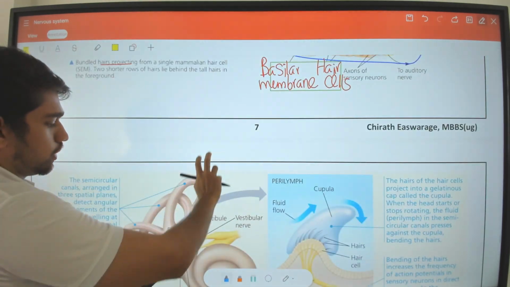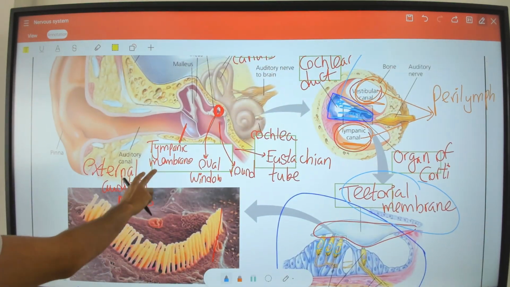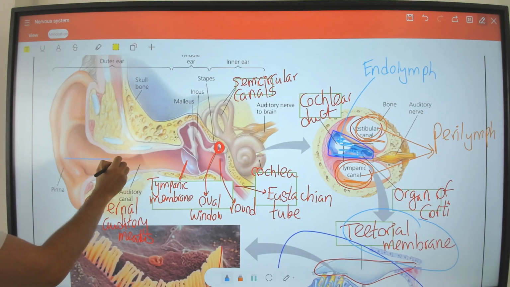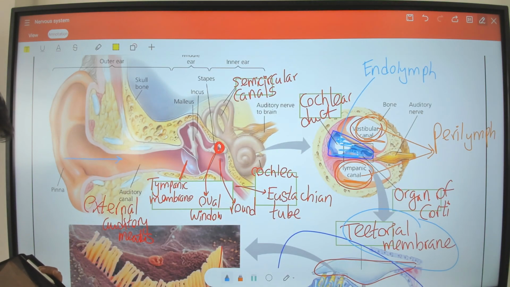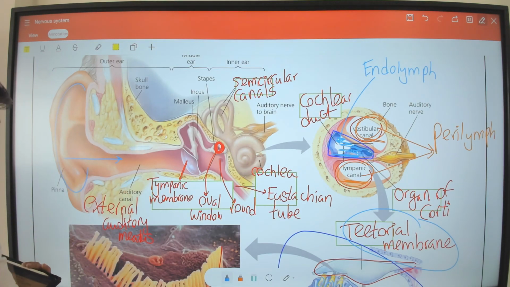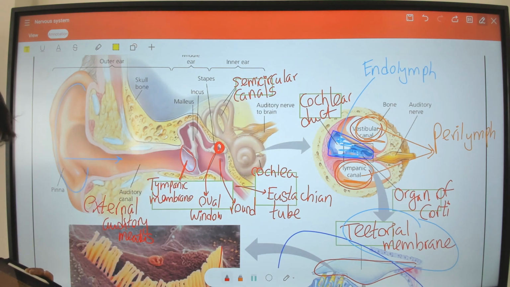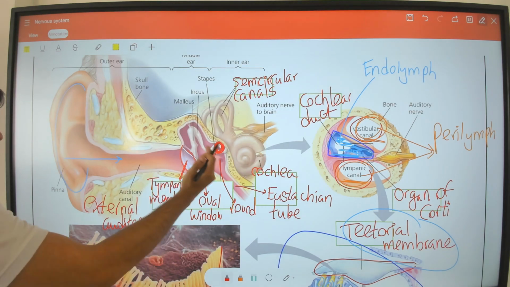So for hearing, what you need to know is, sound waves enter through the external auditory meatus. That is a mechanical wave, no? The mechanical wave will be collected by the outer ear, concentrated, and directed to the auditory canal, which leads to the tympanic membrane. Then it causes the tympanic membrane to vibrate.